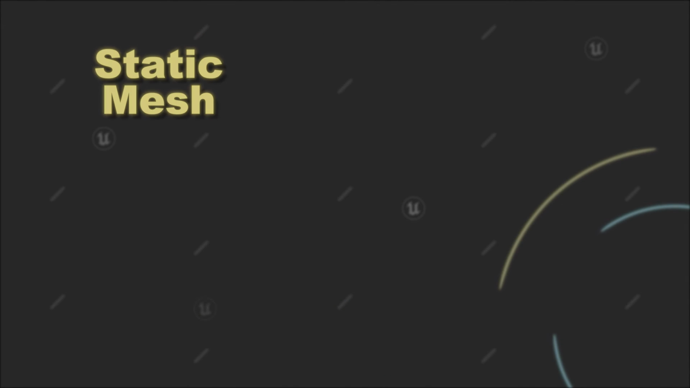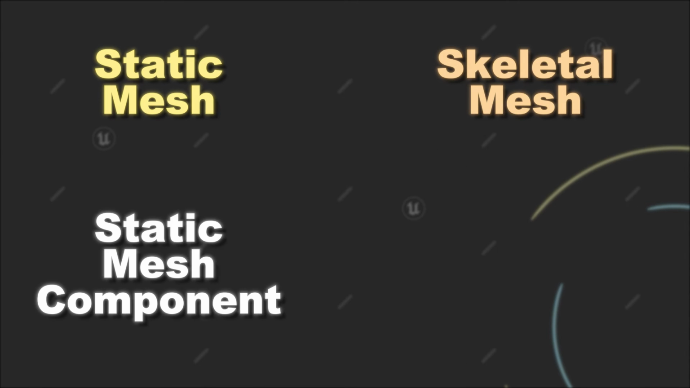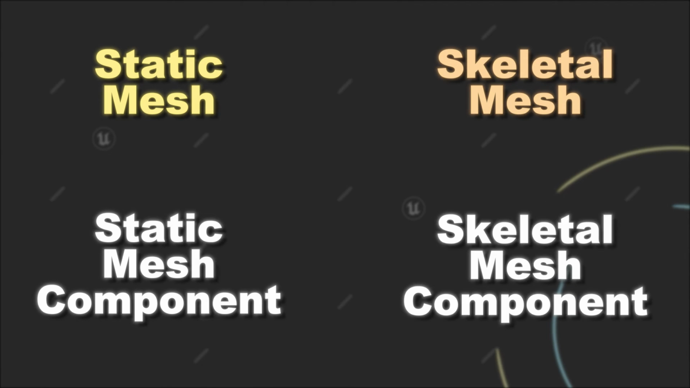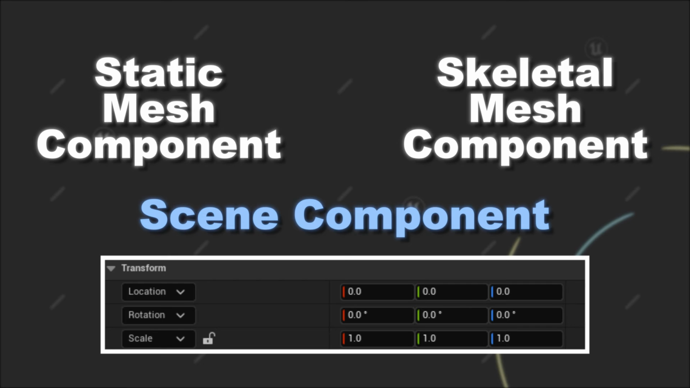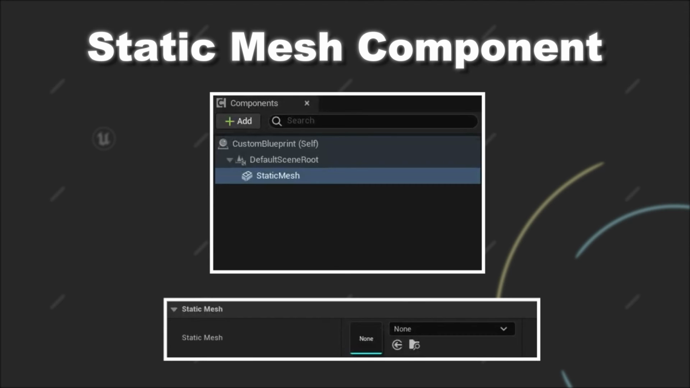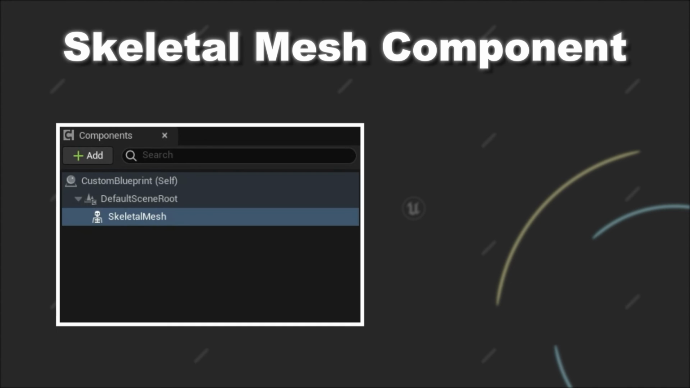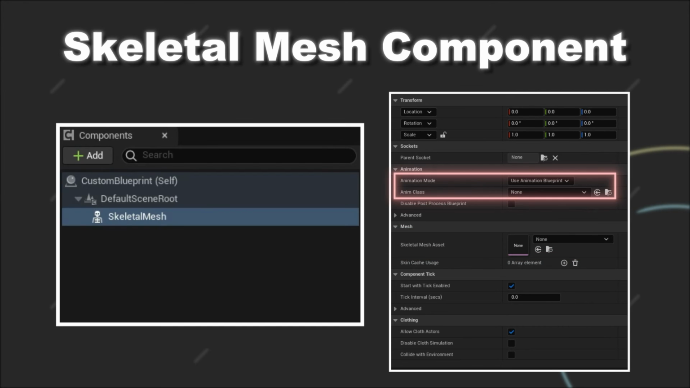If you want to use your static mesh or skeleton mesh inside a blueprint, you have to provide a static mesh component or skeleton mesh component respectively. Both of those components are scene components. Therefore, they have properties like location, rotation, and scale. For the static mesh component, you can provide the static mesh that you want to use. For the skeleton mesh component, you can provide the skeleton mesh and an animation blueprint.